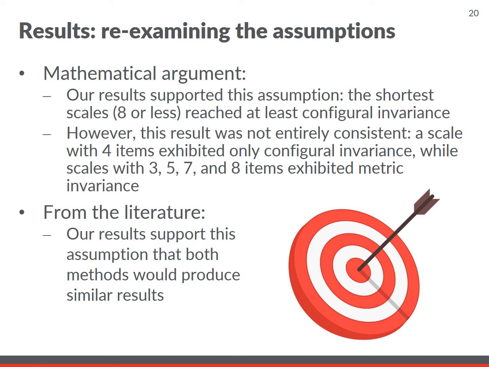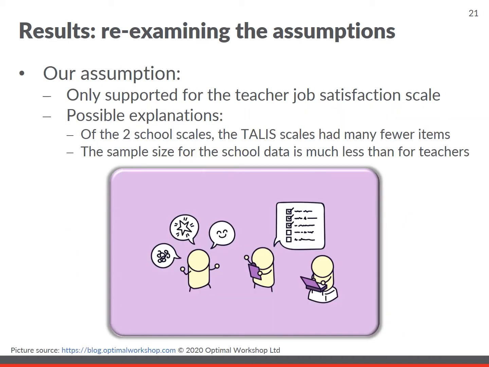However, we would like to note that this was not consistent. A scale with 4 items exhibited only configural invariance, while longer scales, namely those with 5, 7, and 8 items, exhibited metric invariance, or a higher level of invariance with more restrictions. Regarding the literature review assumption, this was also supported, with CFA and IRT analyses producing similar results.